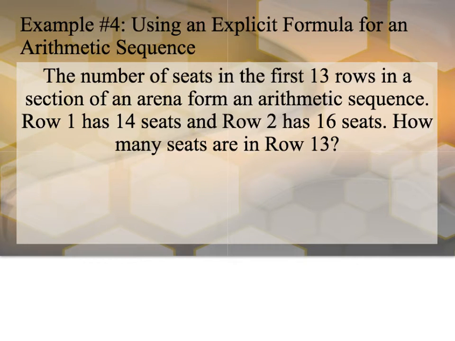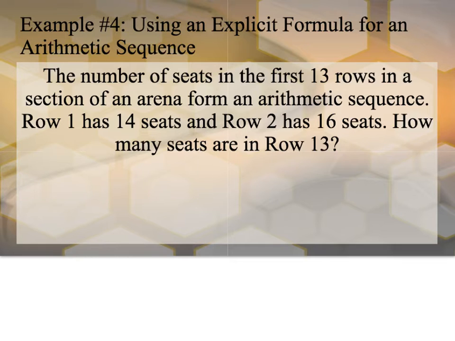All right, so we're going to bump it up one more level. So in example 4, now we have a word problem. It says the number of seats in the first 13 rows in a section of an arena form an arithmetic sequence. And it's important that they tell you that it forms an arithmetic sequence because it could do something else. Row 1 has 14 seats. Row 2 has 16 seats. How many seats are in row 13?